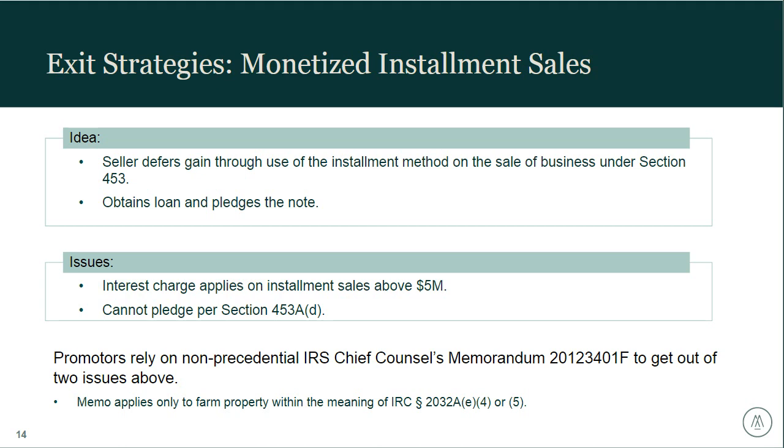Before I go there, the promoters are relying on an IRS memo, which is non-precedential, by the way. So you can't rely on it. It's just a memo that outlines the position the IRS had on some specific facts that were brought to their attention. It's from 2012, and here's a reference. It gets out of the issues above. However, that memo is specific to farm property. Farmers get an exclusion from the last two rules, the $5 million limit and the pledging requirement. So they get a break, other people don't. Unless you're a farming business, related to ranching, plantations, or even the related structures for farming, you can't really get a loan, pledge your note, and not pay the taxes until 20 years later.